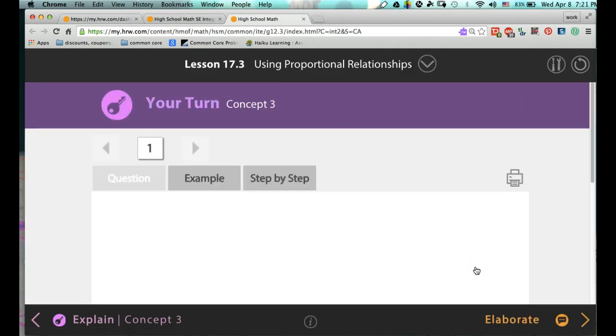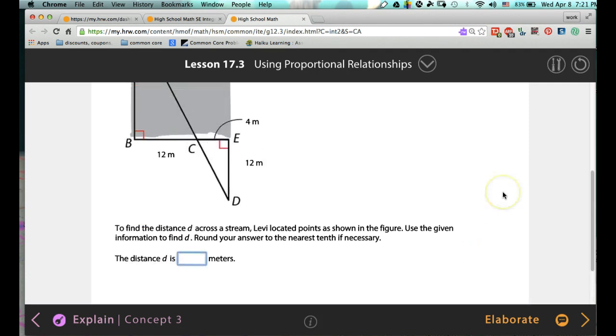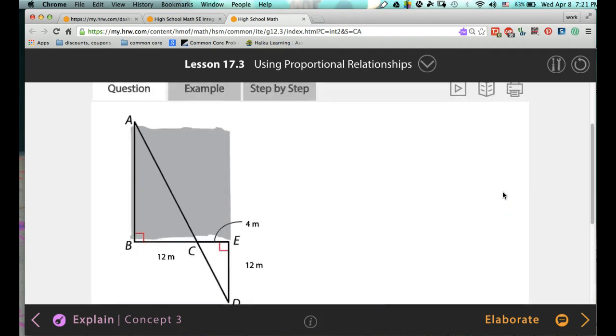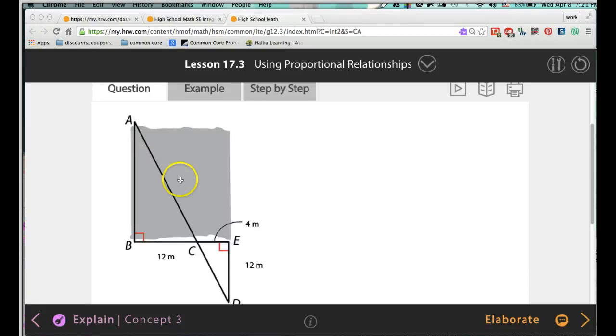As a matter of fact, I challenge you to do this yourself. If you look at this, you might get confused because of the color, but this is actually supposed to be a river. And so they want to find out the distance of this river. And so this would be D right here. And then you're going to compare that with, obviously, this side.